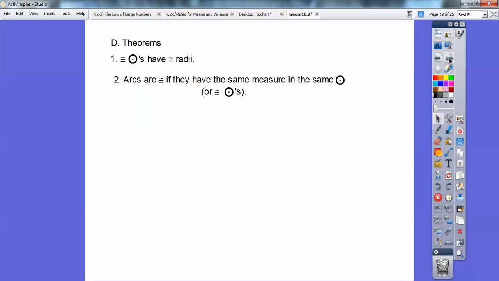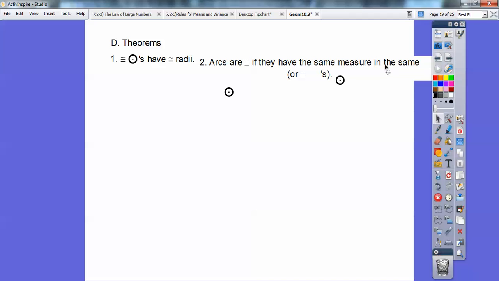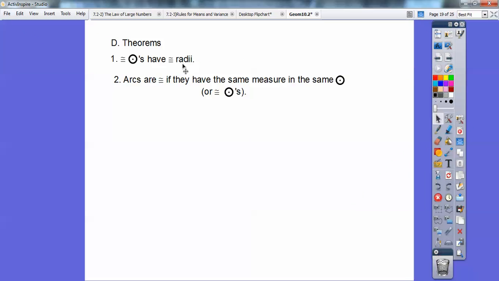Arcs are congruent if they have the same measure in the same circle, or if they have the same measure in congruent circles. So arcs are congruent if they have the same measure in the same circle or in congruent circles. All right, so let's try some of these.